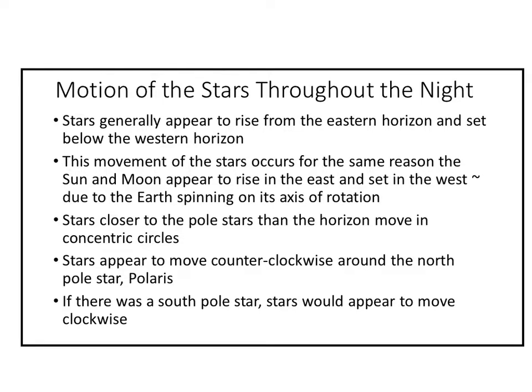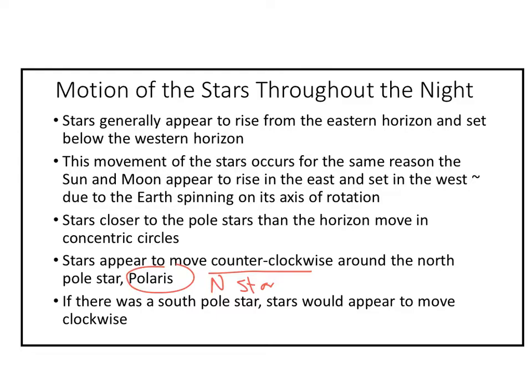So stars will appear to go counterclockwise around the star Polaris. Okay, there is no South Pole star. Of course, if you're in the southern hemisphere, you can't necessarily see Polaris, can you? But anyway, Polaris is the North Star, and the north axis of rotation is pointed at Polaris. So the stars will go counterclockwise around Polaris because the Earth is spinning on its axis.